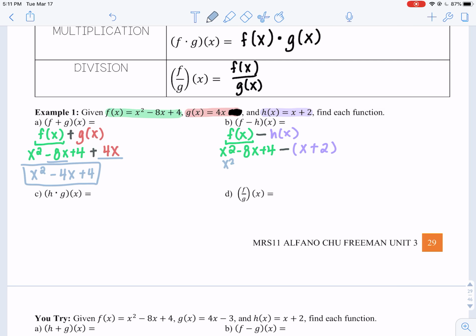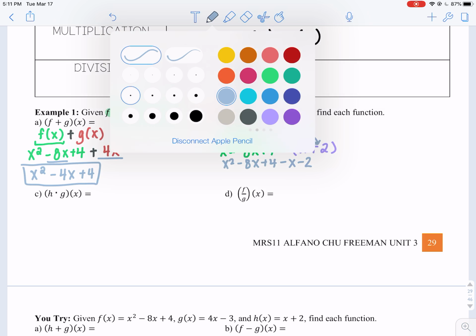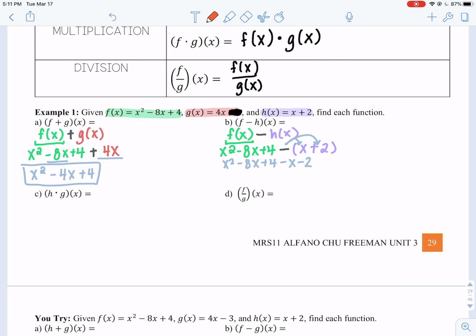Bring all of this down, x squared minus 8x plus 4. Distribute this minus, becomes minus x minus 2. And now we can combine like terms. Bring down our x squared. And then I have negative 8x and negative x. That gives us negative 9x. Positive 4 and minus 2 gives us a positive 2.